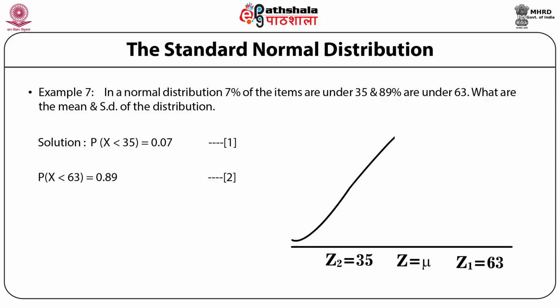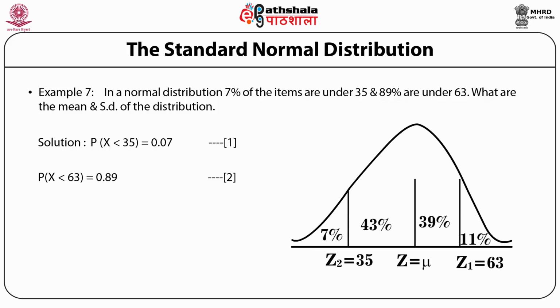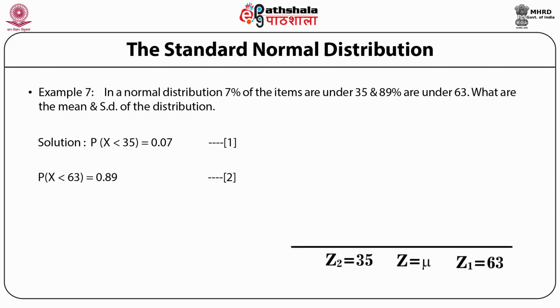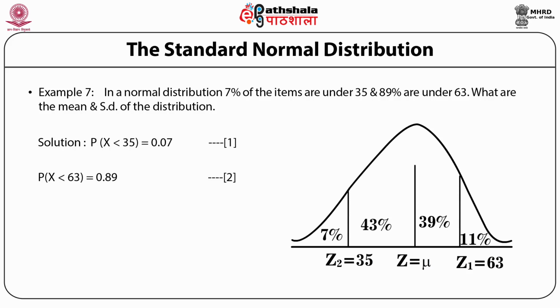Now for x equal to 30, because we have to be particular, we have to take x equal to 30. Z we will find out by subtracting mu and dividing by sigma, and we don't know the values of sigma and mu. Call it Z1 and Z2, like for x equal to 63, 63 minus mu upon sigma.